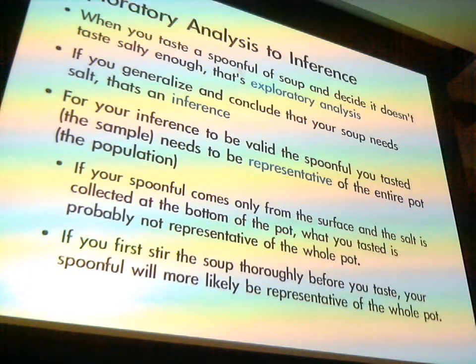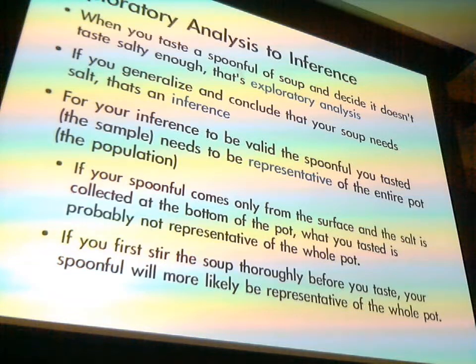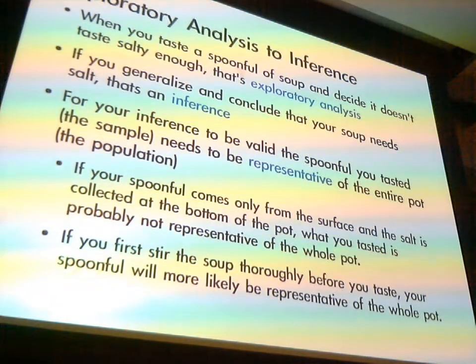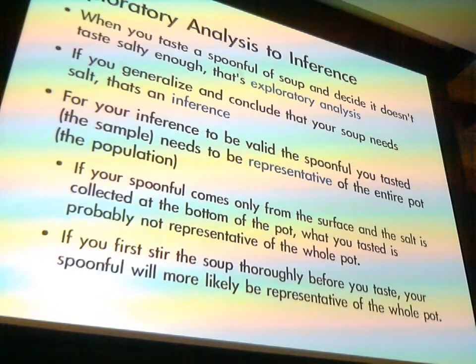For my inference to have been valid, what needed to be true? Well, I needed the spoonful that I tasted and made this inference based upon to actually taste like the entire pot of soup. If all the salt had settled at the bottom and I spoon from the top and I go, oh, it's not salty enough, and I add more salt, now my soup has too much salt once I actually stir it. So for my inference to be valid, I needed that original spoonful, the sample, to actually taste like the entire pot. We call that being representative. We want our sample to be representative of the population.